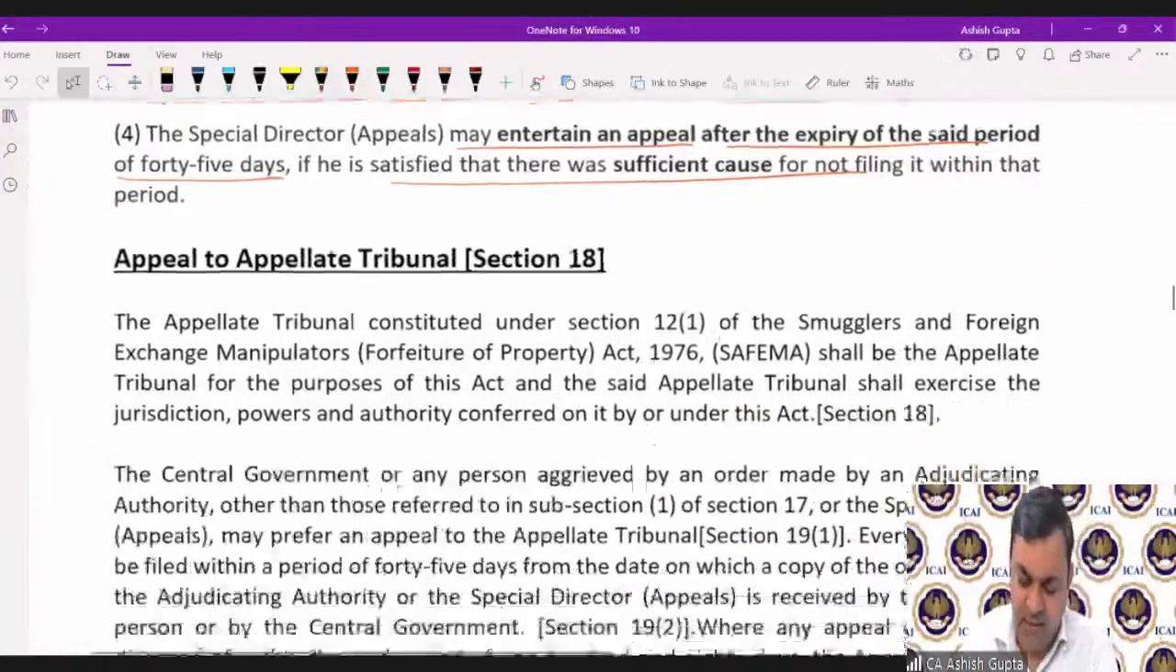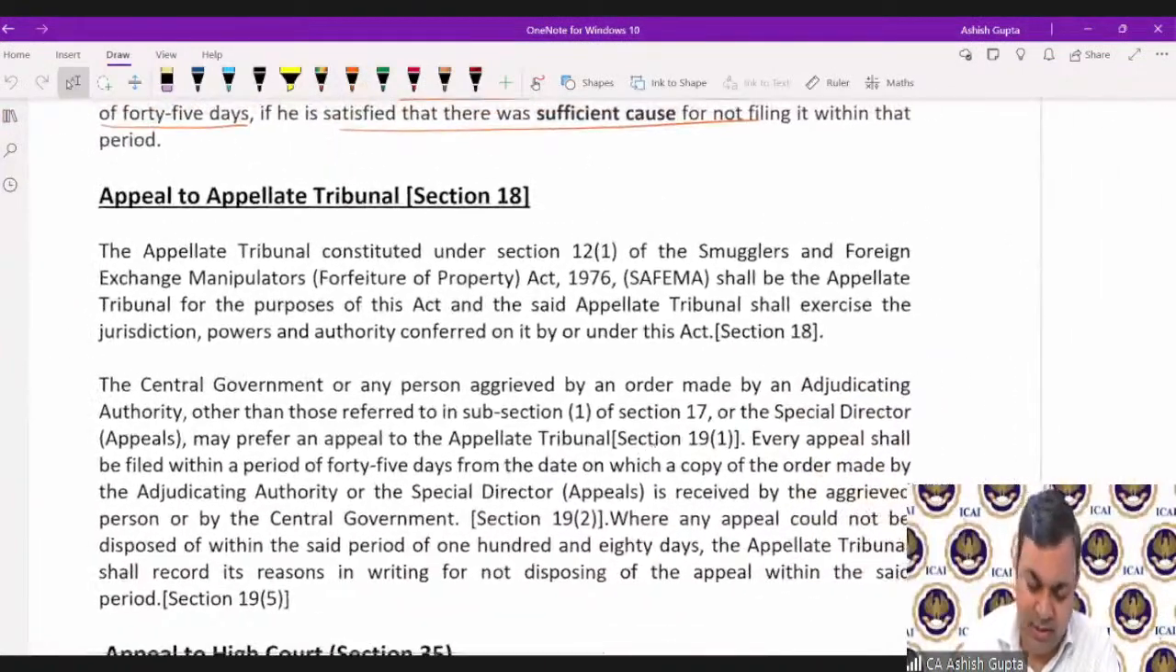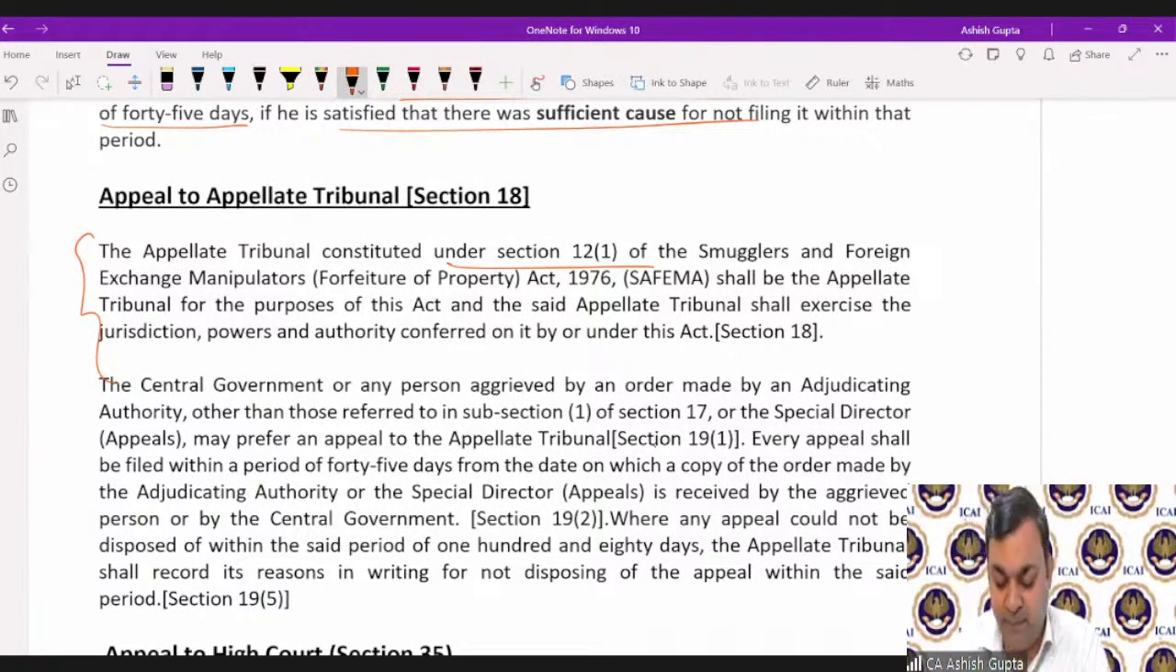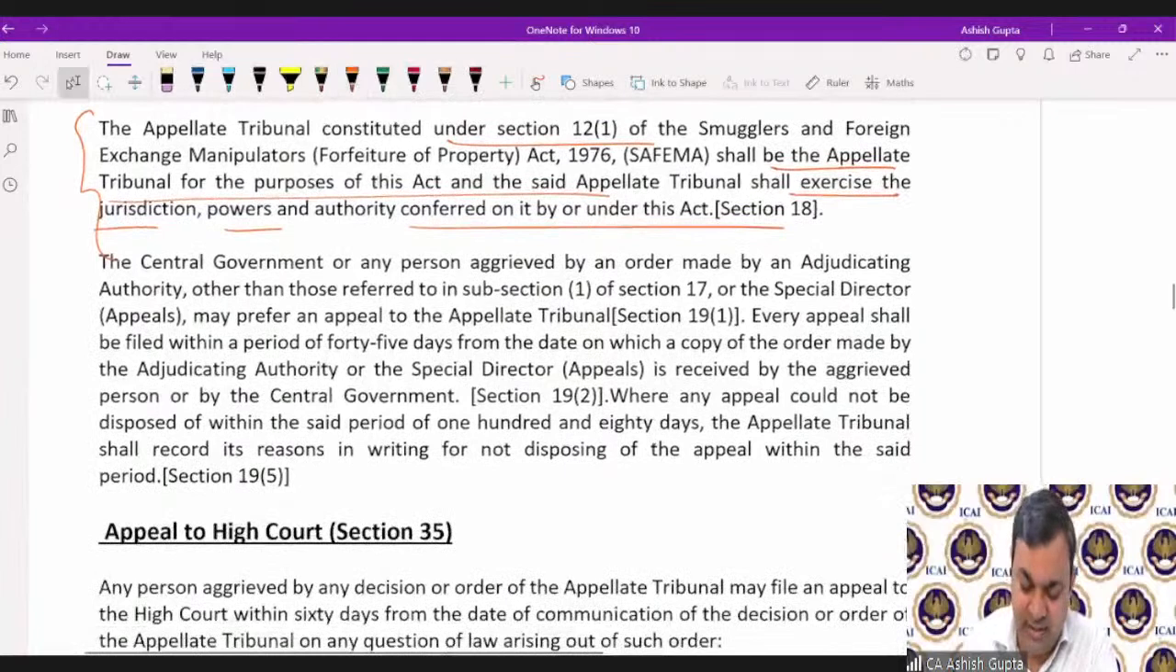Okay, so that is sections 18 and 19, appeal to Appellate Tribunal. The Appellate Tribunal constituted under the Smugglers and Foreign Exchange Manipulators Forfeiture of Property Act 1976, SAFEMA, shall be the appellate authority for the purpose of this Act, and the said Appellate Tribunal shall exercise the jurisdiction, power and authority as conferred in section 18.